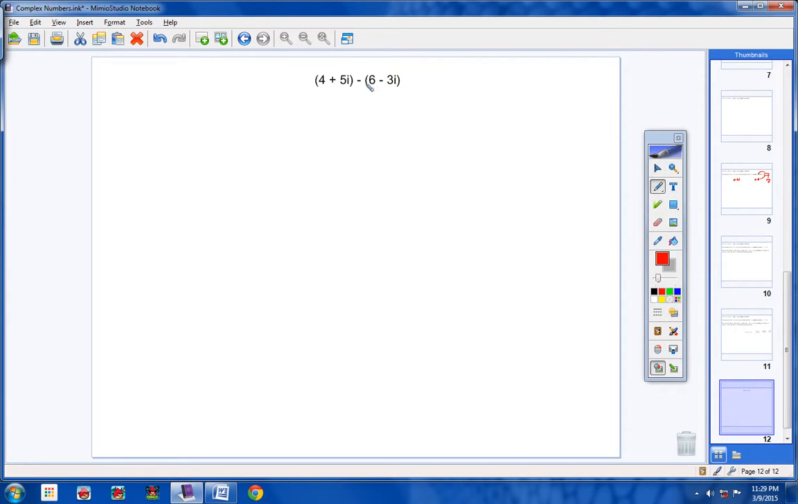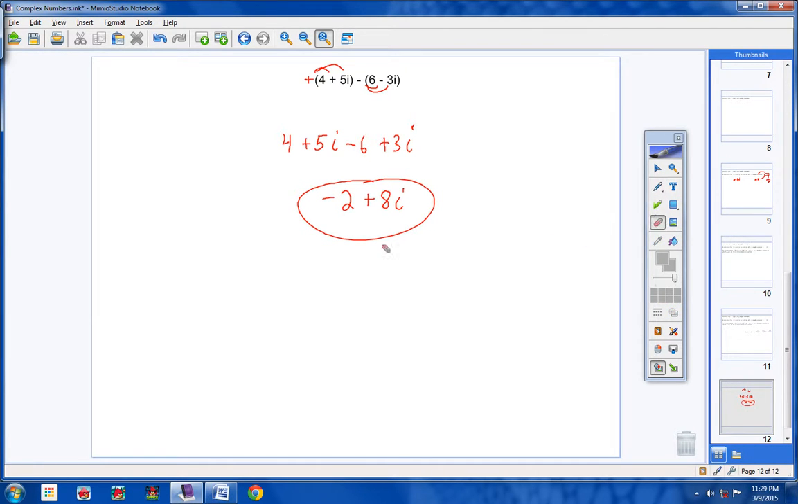Now, here we're subtracting two complex numbers. Notice there's a positive sign here, even though you can't see it. So take your positive sign, multiply it through. Positive times a positive, and positive times a positive. Now, take your negative sign and multiply it through. Negative times a positive. Negative times a negative. And now combine your like terms. 4 and negative 6, negative 2. 5i plus 3i, 8i. And there we go. Okay. So pretty simple. We subtracted two complex numbers. Alright. Let's take a look at the next problem.